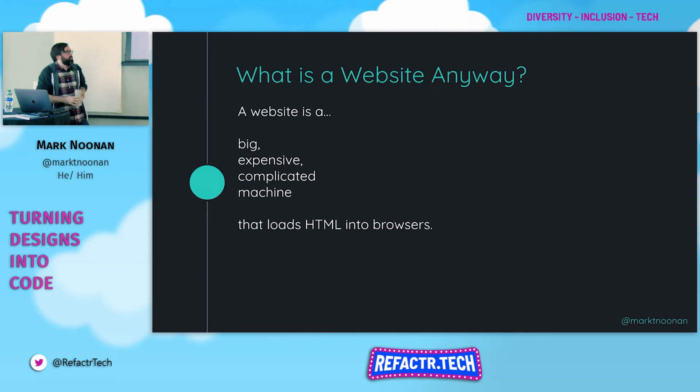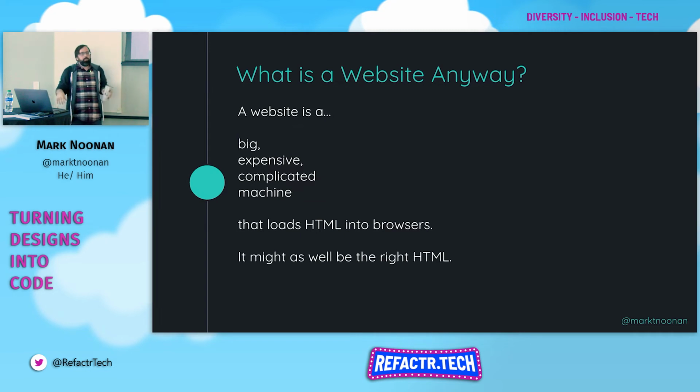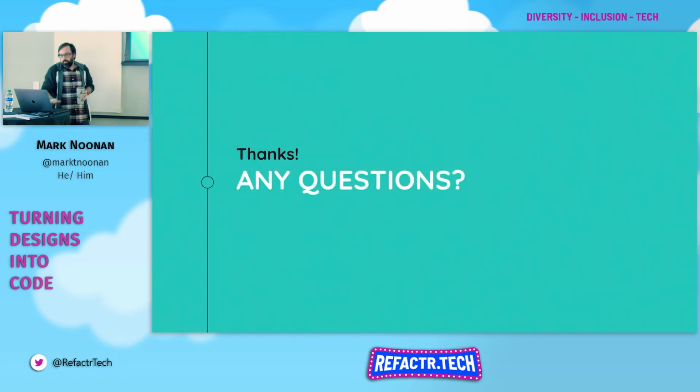And this is kind of the summary. I sometimes feel like it's controversial to ask for accessibility, but what is a website? What are we building? Big, expensive, complicated machine that loads HTML into browsers. And most of what I've been asking for and talking about today is just that it might as well be the right HTML. There's a reason we don't have just one element. We have a bunch of them, a couple of hundred-ish, and it should reflect what's in the page.